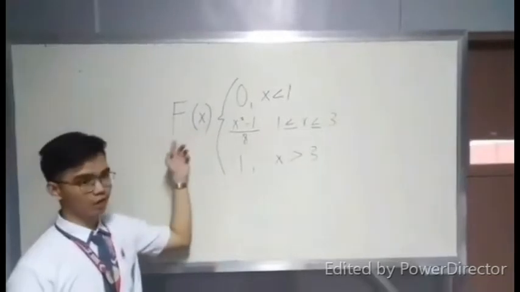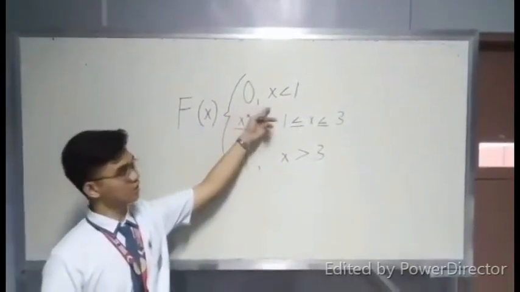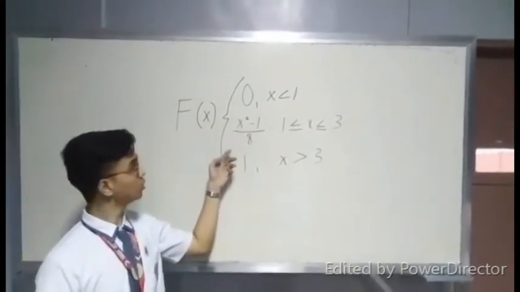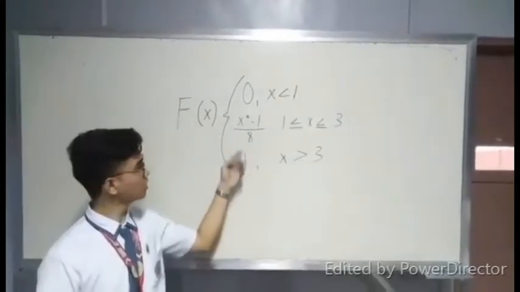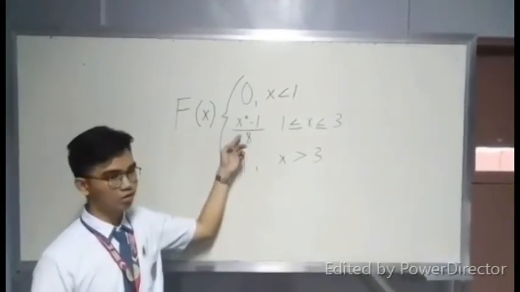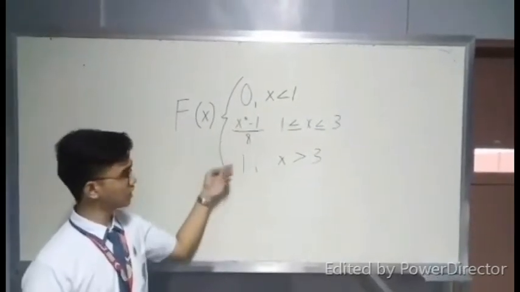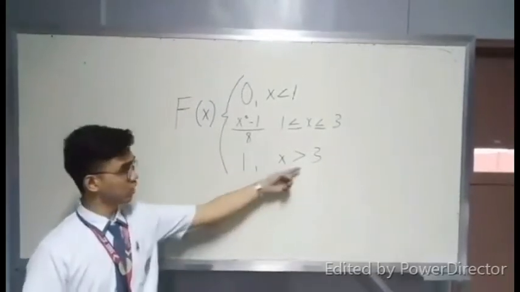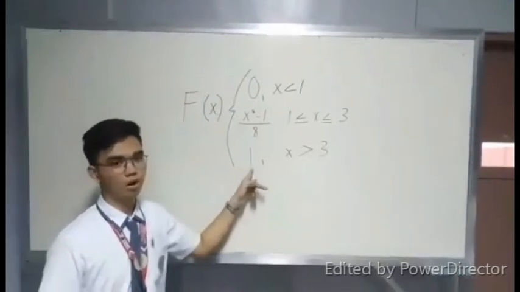So F(x) is 0 when x is less than 1. If x is greater than or equal to 1 and less than or equal to 3, the equation is (x squared minus 1) over 8, which is our CDF. And lastly, if x is greater than 3, F(x) is equal to 1.